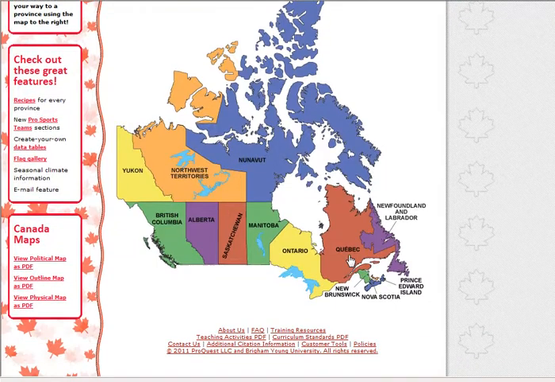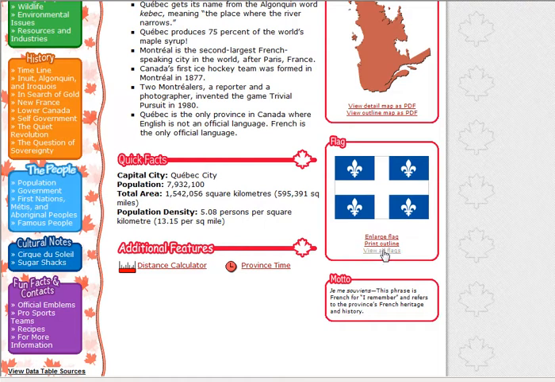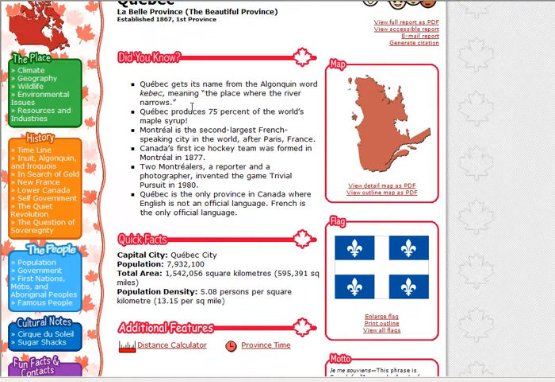But if you were interested in Quebec, you would just click on Quebec. Again, just like the states and the countries, it will show us a map of Quebec and a flag of Quebec. Here are some facts about Quebec. Quebec is the 2nd largest French-speaking city in the world, after Paris. And then there are the quick facts: the capital city, the population, the area. You can find out the climate, the geography. All of the factual information is right over here to the left.